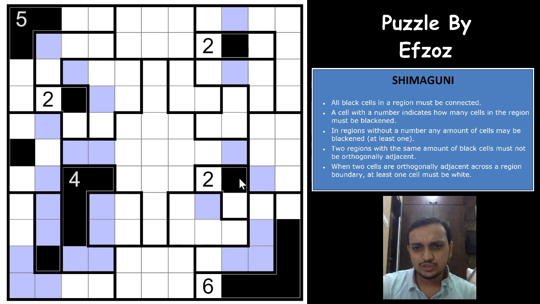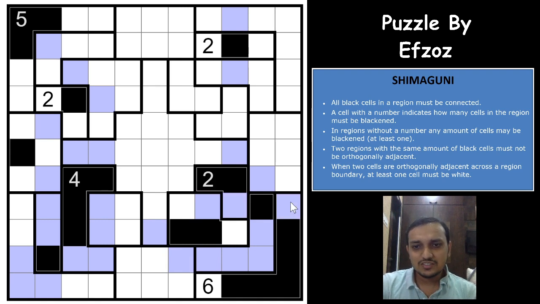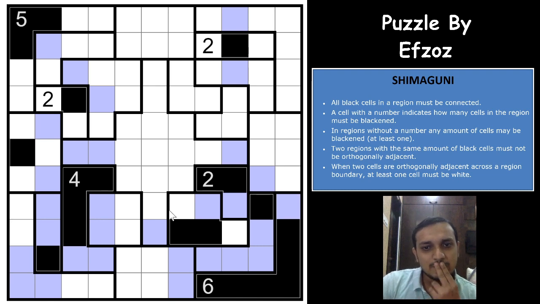This region is having 2 shaded cells, which means this region will have either 3 or 4 shaded cells, and in both cases these 2 cells will have to be shaded, which unshades this cell and shades this cell, which unshades this cell and shades this cell. Superb. Same way, unshades this cell and shades this cell. Excellent. So we know that this region will either have 3 or 4 shaded cells, right?